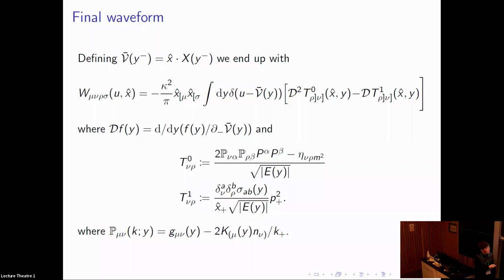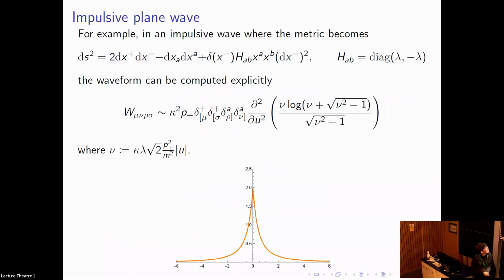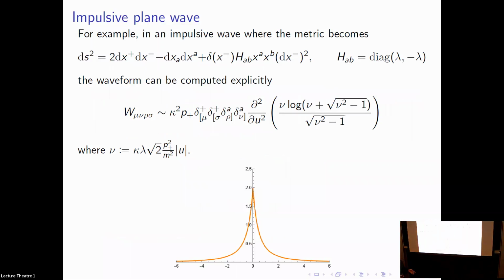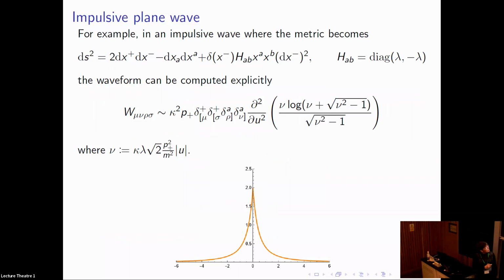Okay, and I'm using a picture. For example, usually these calculations are very hard to do for general plane waves, especially in gravity. It's a bit easier in electromagnetism. But for an impulsive plane wave, the metric becomes like this. We have now a delta function support. And then we can explicitly calculate the waveform that we get from this formalism. And it looks like this.